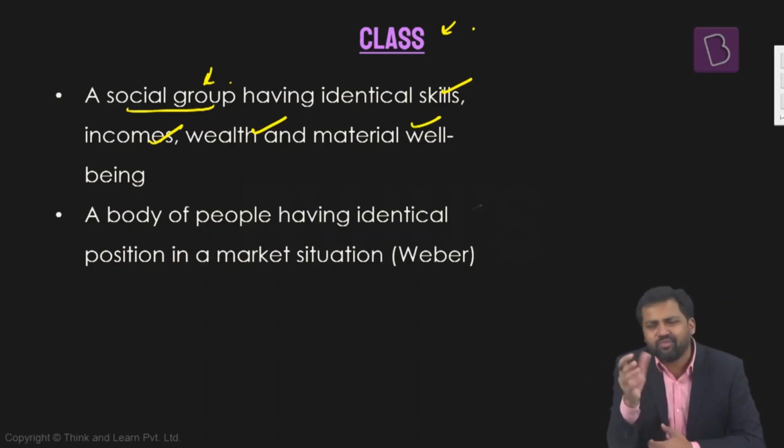Let's say upper class. What do you generally mean by that? People who are all wealthy. Lower class, people who are not as wealthy. Middle class, somewhere in between. Right? So a group has been formed by people who have similar kinds of wealth, similar income, similar skills, similar material value. This is one rough meaning of class.